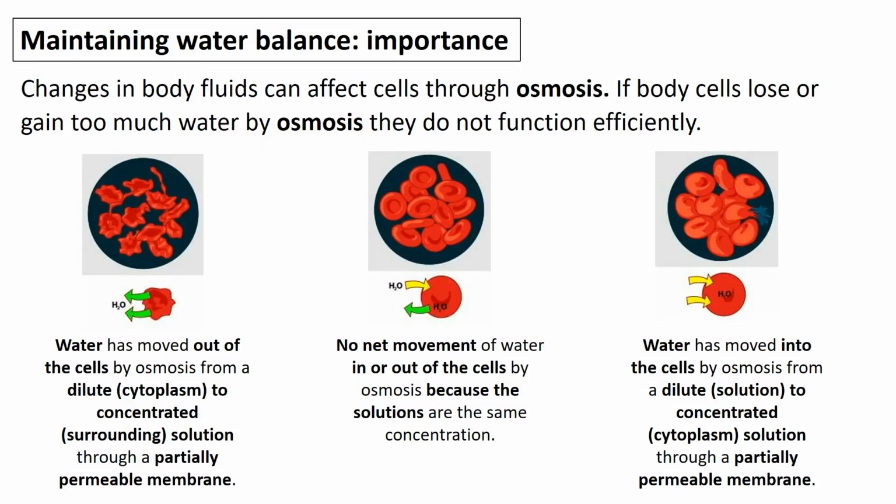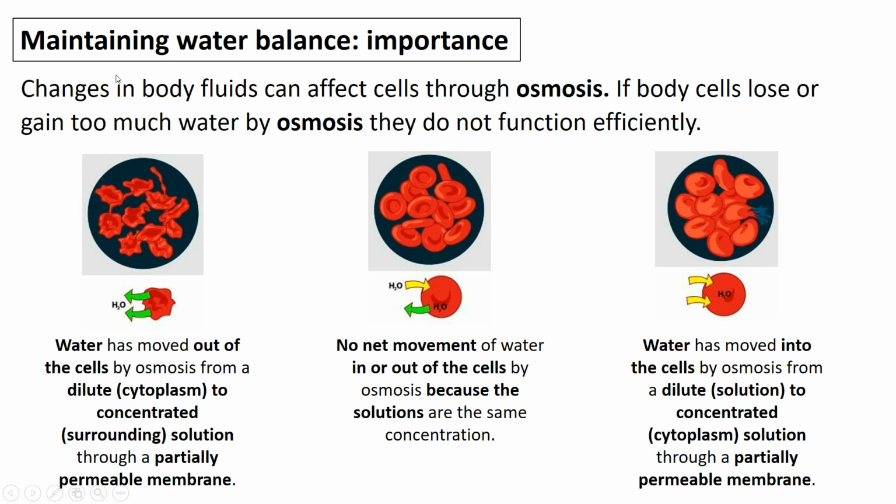Okay, the next phase then, we've looked at the brain and the eye and control of temperature. You also need to look at maintaining water balance. And it's really important that we maintain water balance. This directly links to osmosis. So make sure you understand the definition of osmosis. If a body cell loses or gains too much water through osmosis, they don't function efficiently.